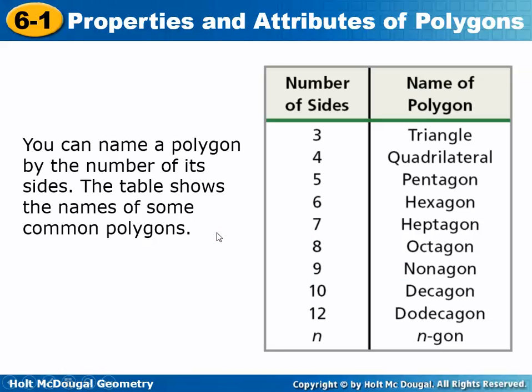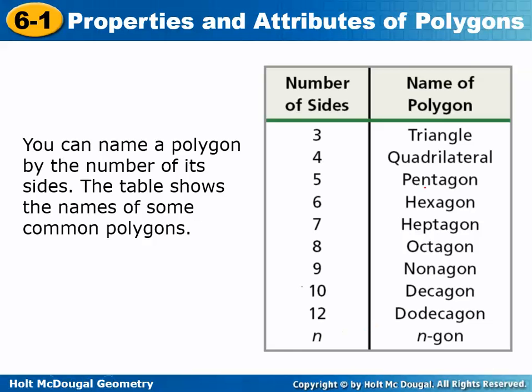We name a polygon by the number of sides. There's special names all the way up to, I don't know, like 24 or something, but here's the ones that you need to know. So 3 is a triangle, you know that one. 4 is a quadrilateral. 5 is a pentagon. 6 sides is a hexagon. 7 sides is a heptagon. 8 sides is an octagon. 9 sides is a nonagon. 10 sides is a decagon. 12 sides is a dodecagon. I don't even remember what 11 is. Don't worry about it. And anything else we'll just call an n-gon.